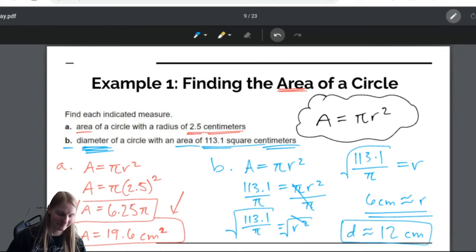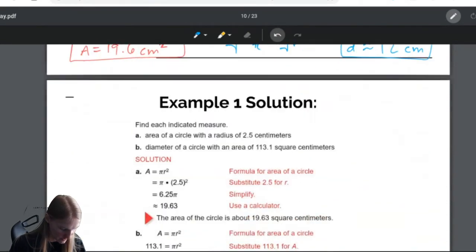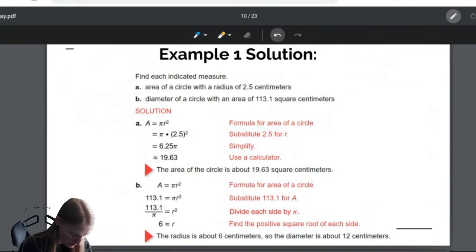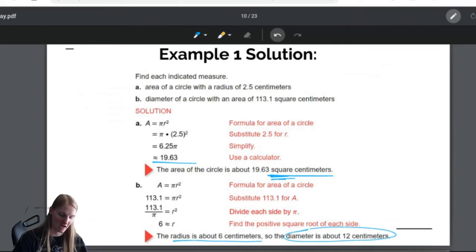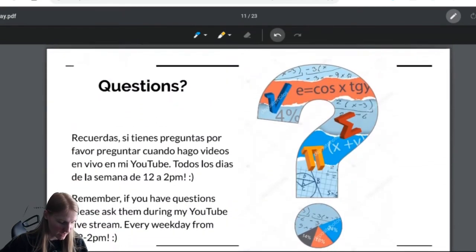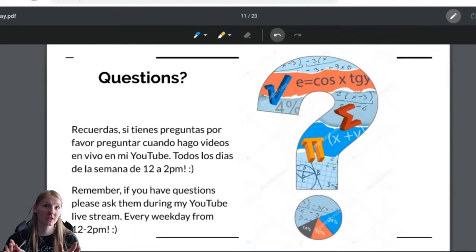Ta-da! Okay, let's double check that we were right. 19.6 square centimeters, just like they said. Radius is about 6 centimeters, so the diameter is about 12. Oh yeah, got it right. Okay, that is all the required material for today.